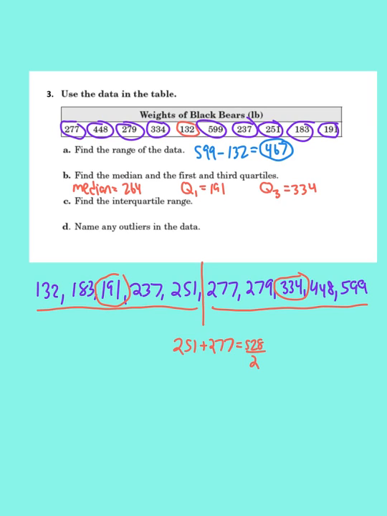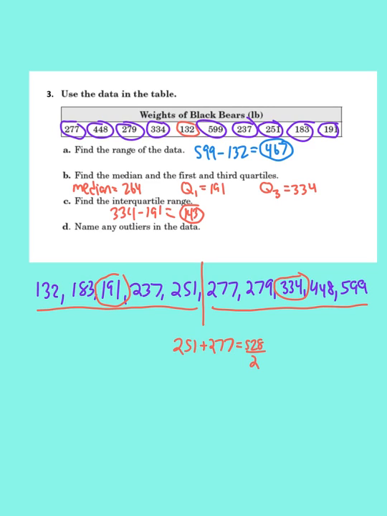In C, it says find the interquartile range. Now remember, interquartile range is Q3 minus Q1. So you have to do 334 minus 191, which is 143. So that's the interquartile range.